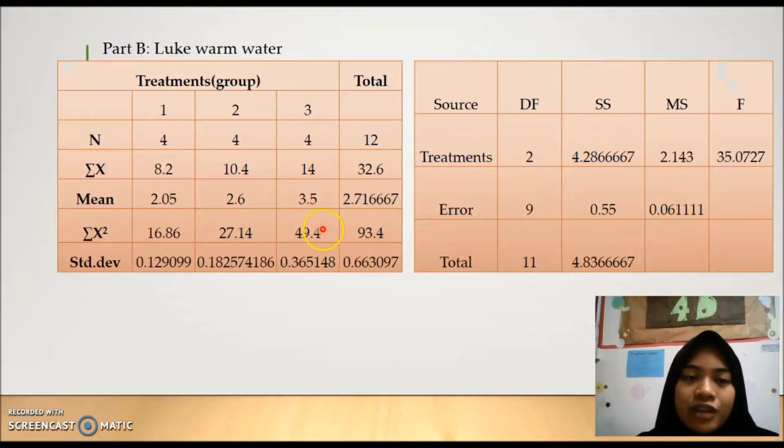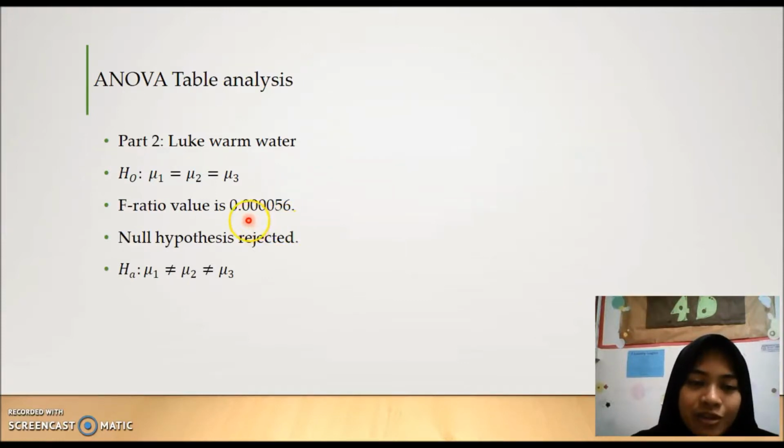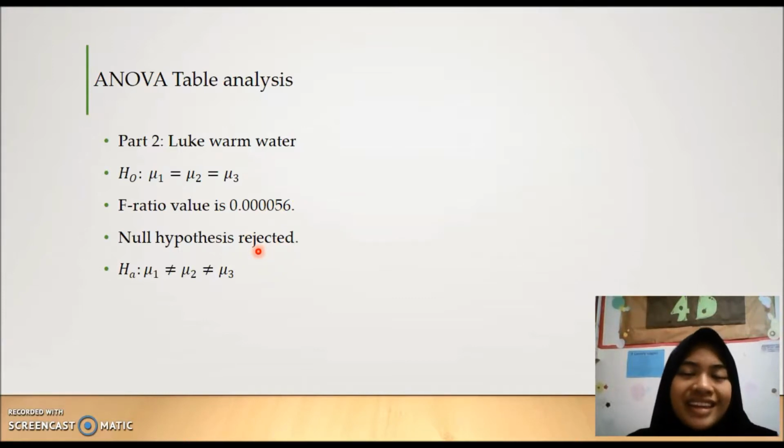For part B, which is lukewarm water, the same thing happened here, and we get an F value of 35.0727, based on the calculator. We get the p-value, sorry, there's a typo here, it is 0.0056, so the null hypothesis is rejected because, as I said earlier, it is less than 0.05. So we use the alternative hypothesis for this one. The data that we have is significant and we don't need any other way to compare, like pairwise or something. Okay, that's all for me.